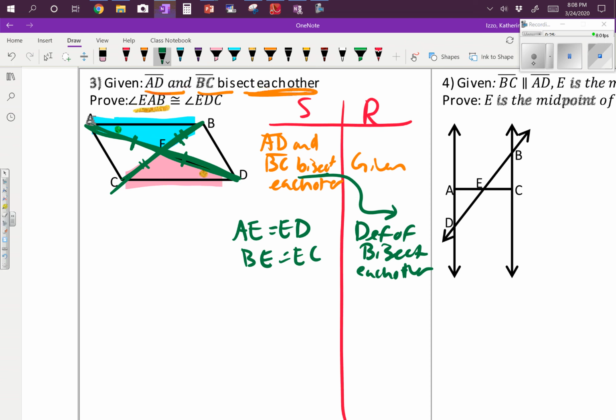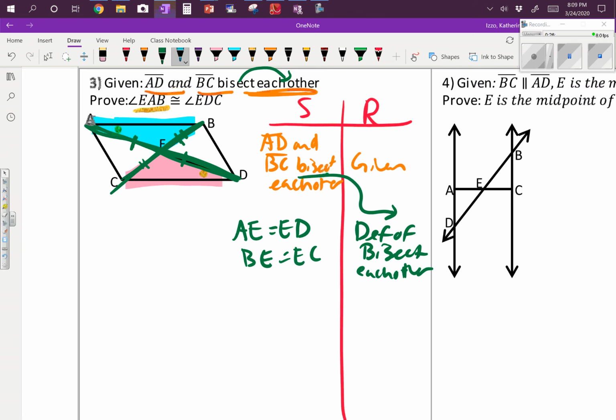Notice, if it were just definition of bisect, we'd have to draw our arrow and say which is being bisected. If it said BC was bisecting AD, AD would be the only thing that's being split. But in this case, it's bisecting each other, so it's bisecting both of them. Okay, so now we've got some sides.